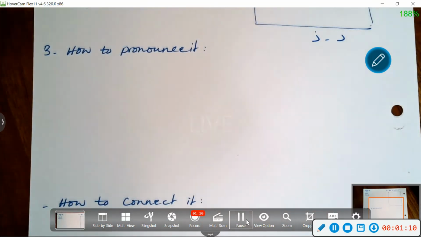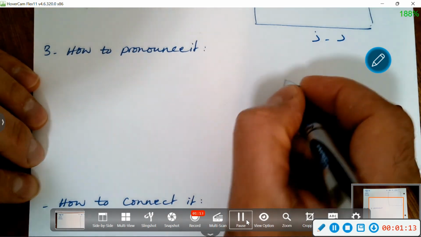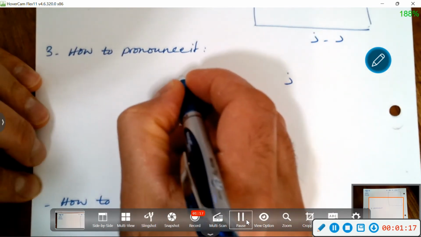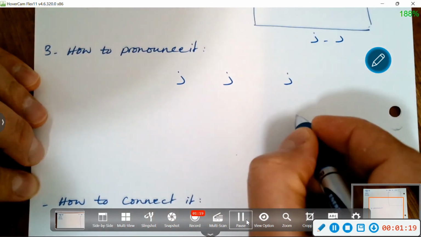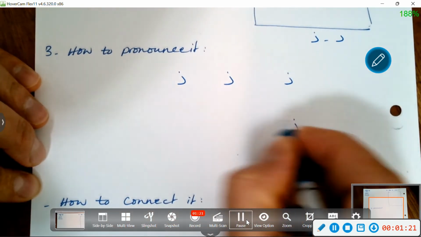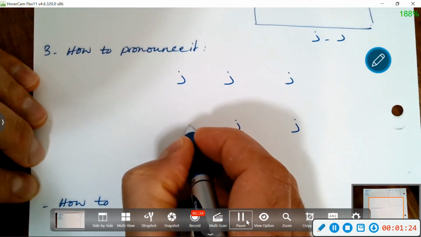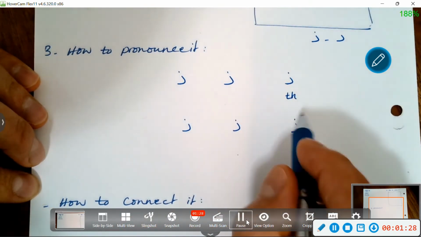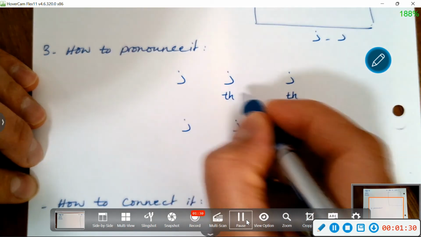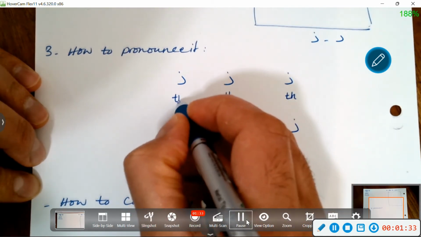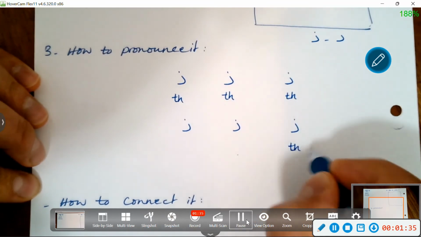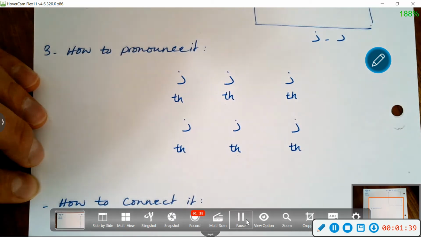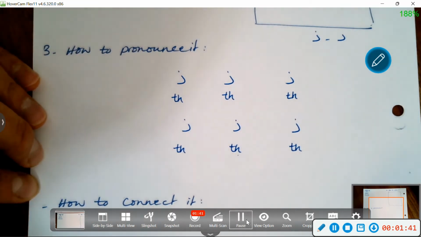Now how to pronounce it? The, the. Also with long vowel, and it's in English equivalent to th, as in the. Exactly as in the. So the majority of the Arabic letters have an equivalent in English, except a few of them.